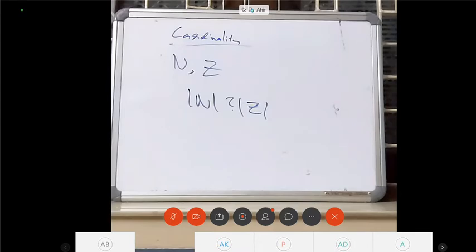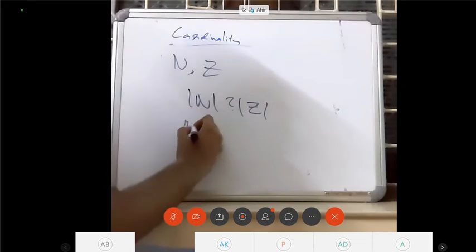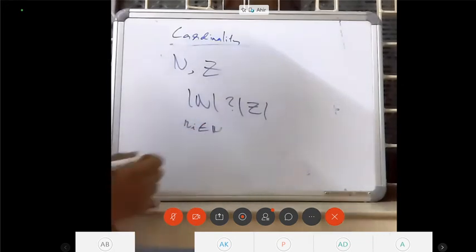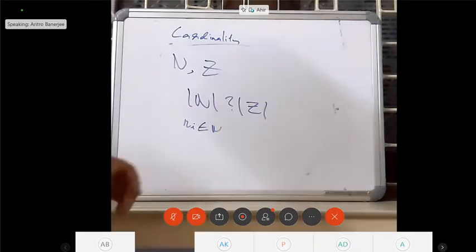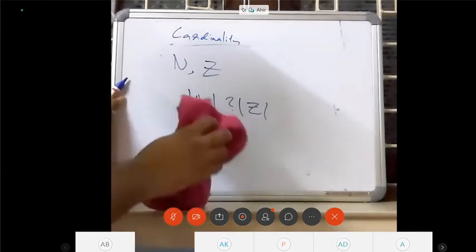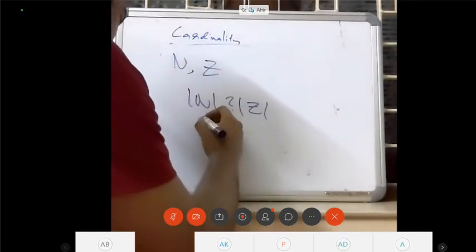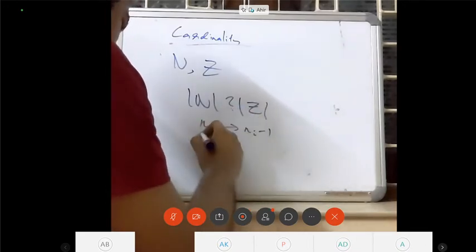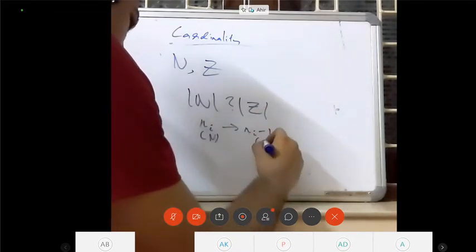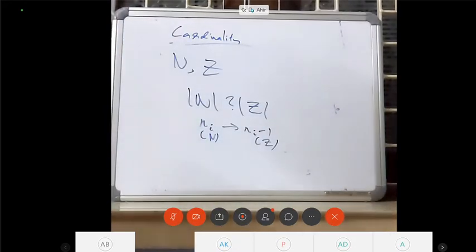Okay, so you are saying if we consider the element n_i in N, we map it to n_i minus 1 in Z. Is that what you are saying? Yes. So we are mapping n_i from N to n_i minus 1 in Z.